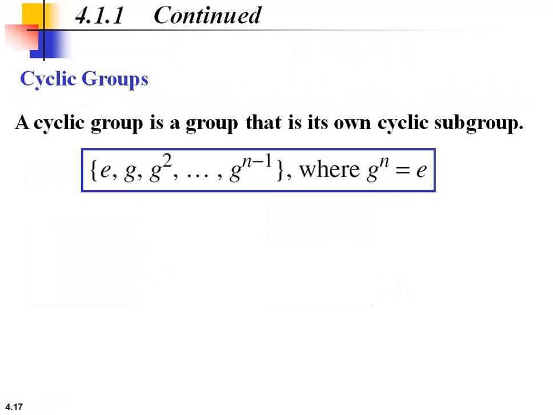Similarly, we can have a cyclic group. A cyclic group is a group that is its own cyclic subgroup. So we will say that it is a cyclic group.